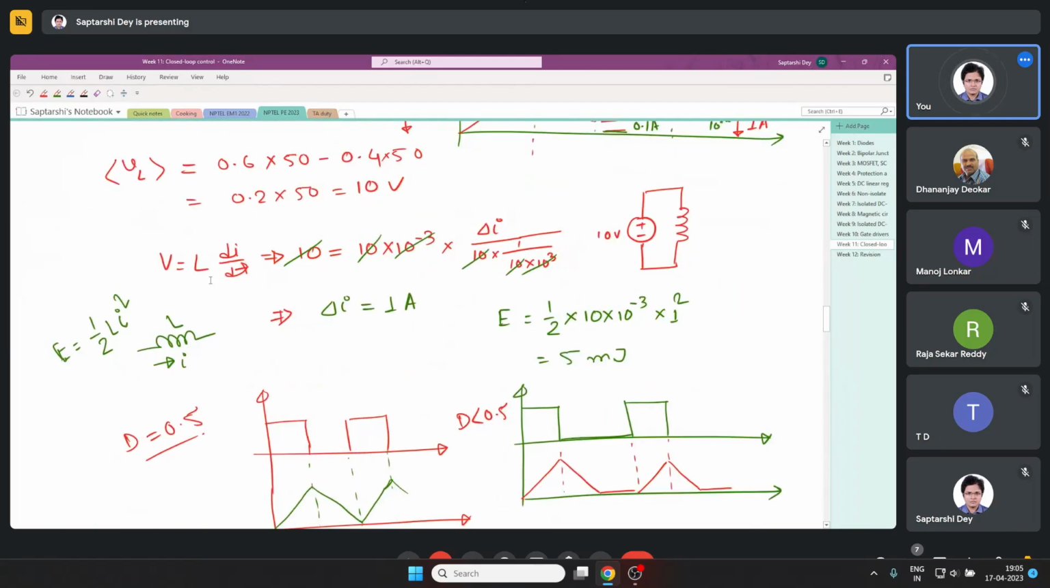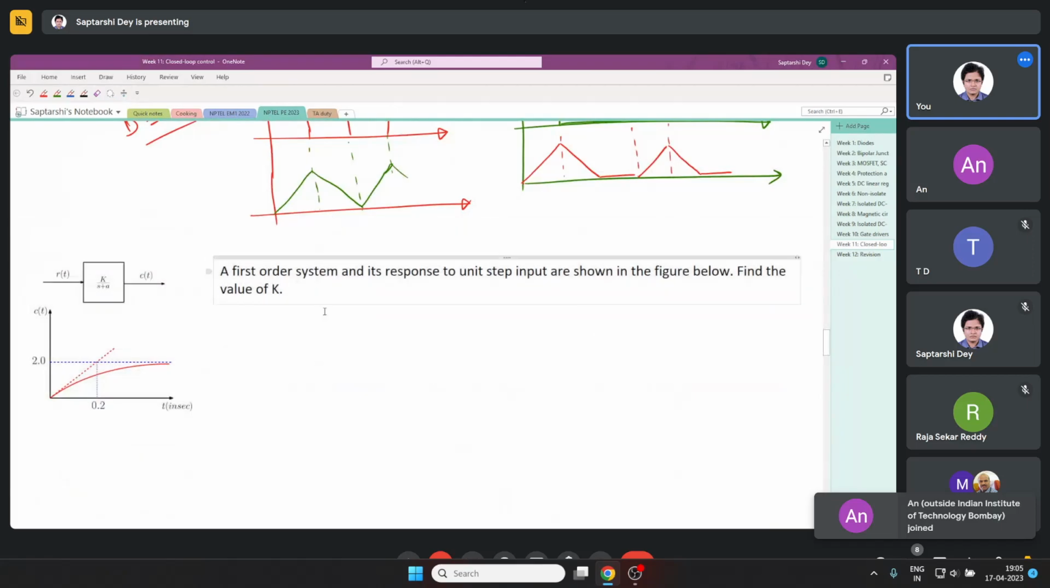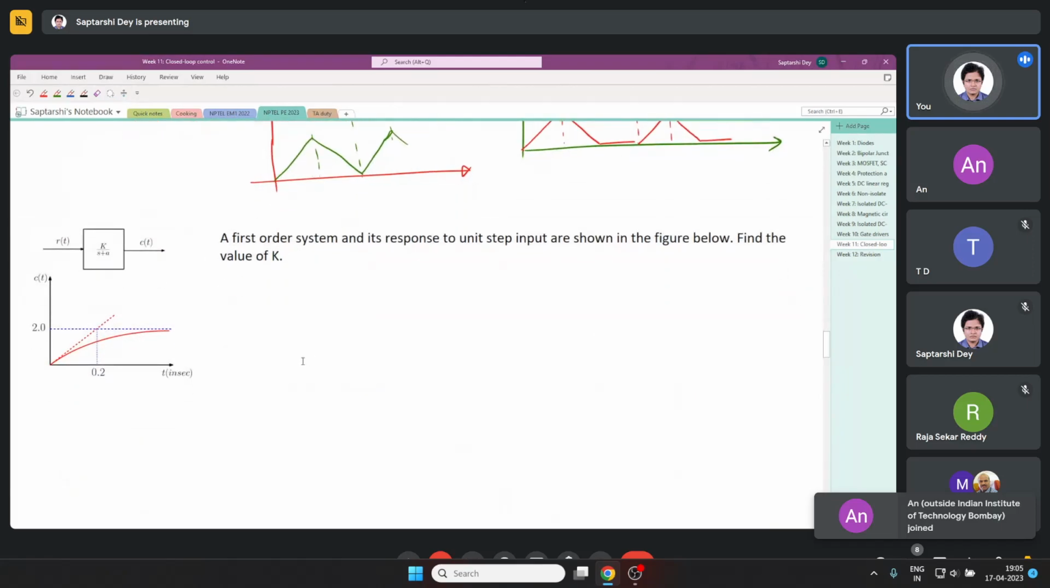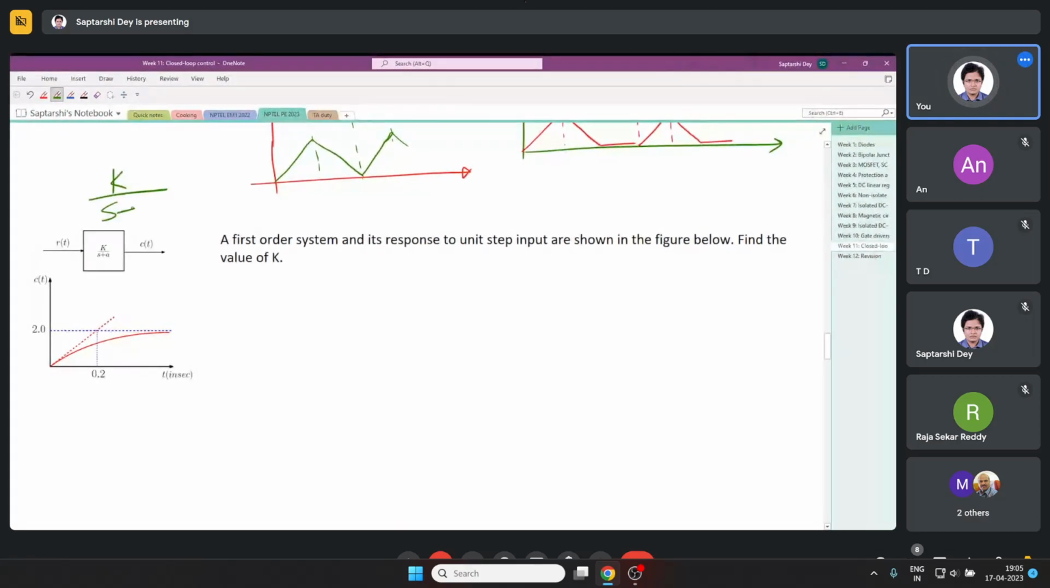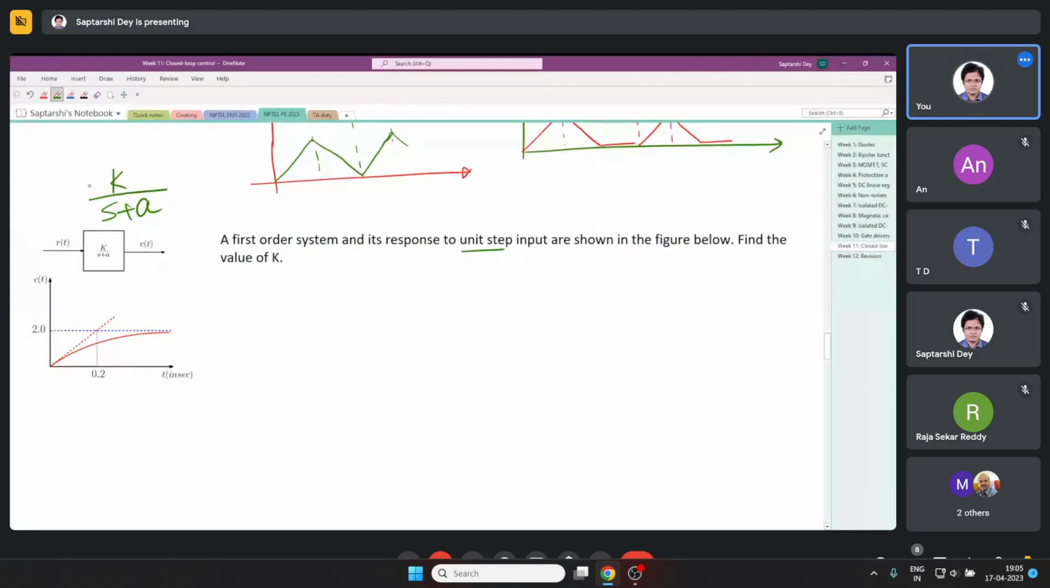What is happening? This is a first order system whose transfer function is given by k by s plus a, and its response to unit step input is shown in the figure. Find the value of k. So this k we have to find out.